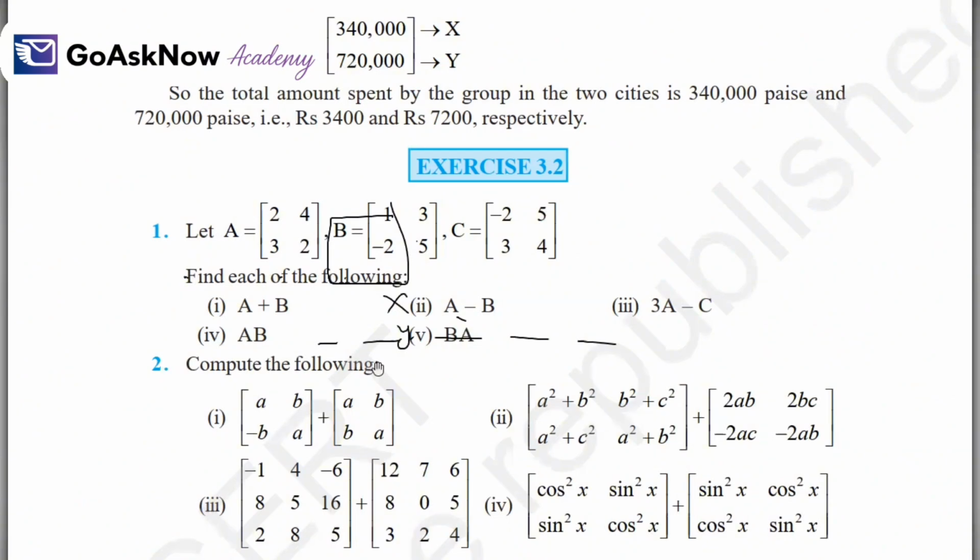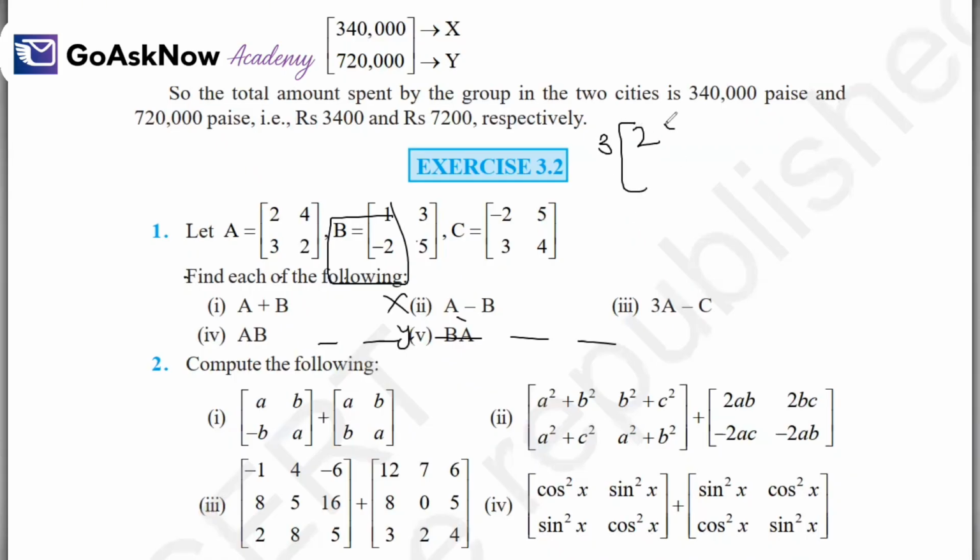Just find out the A plus B matrix, then A minus B, then 3A minus C, AB, and BA only. You can get the result. I will solve one part, that is the third part, and you can do the rest by yourself. Okay. So for 3A minus C, just do 3A.